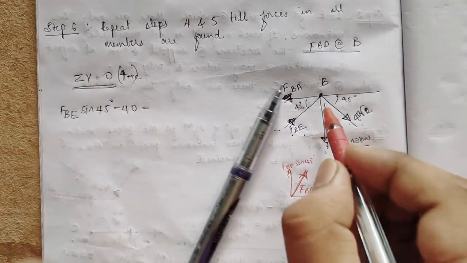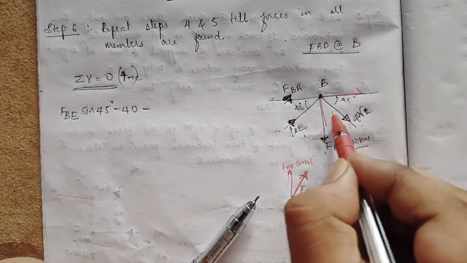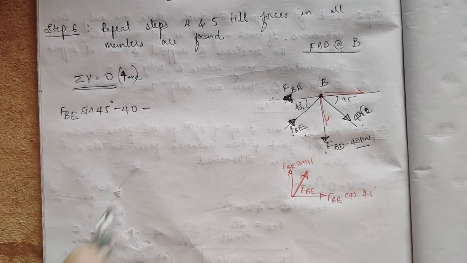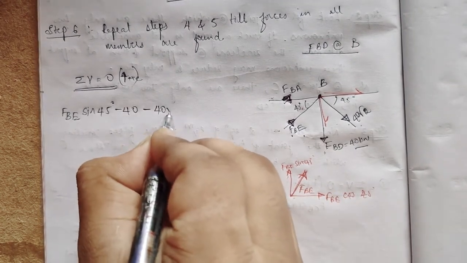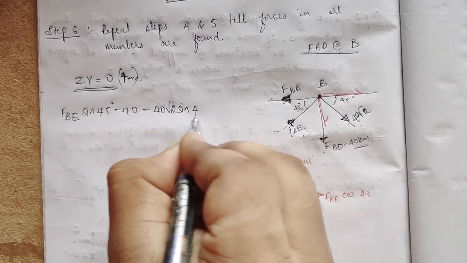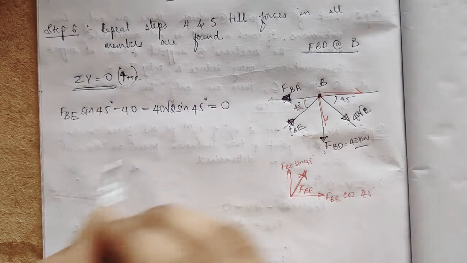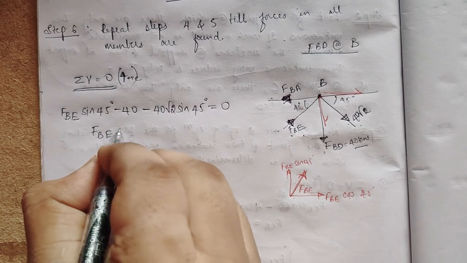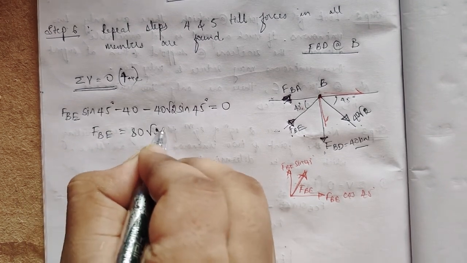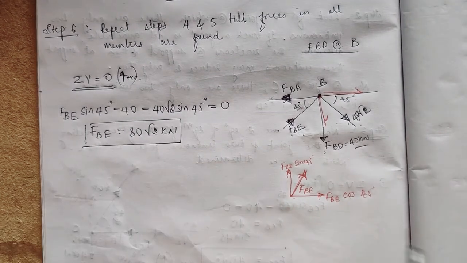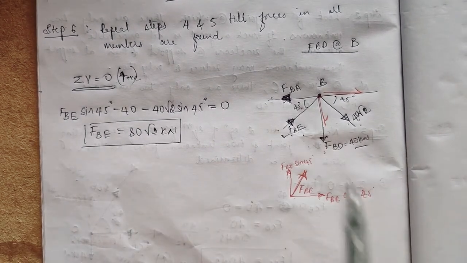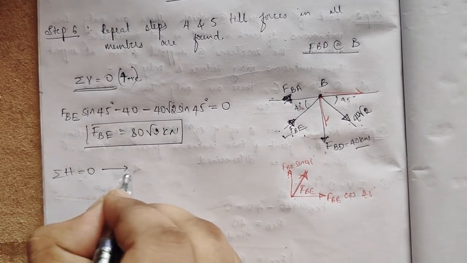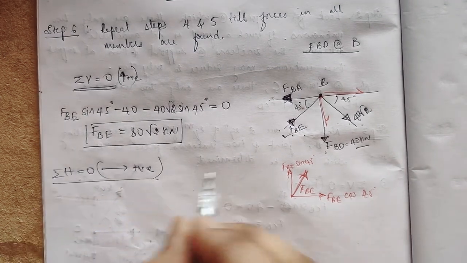When we resolve this force also, it will be like this. Okay, so we have solved plenty of problems. By now you should have understood how we can resolve this. So 40 root 2 sin 45 is equal to 0. So if I solve this, I will get FBE as 80 root 2 kilonewton. So I found FBE. What is the other force? Summation of all the horizontal forces equal to 0, taking left to right as positive.